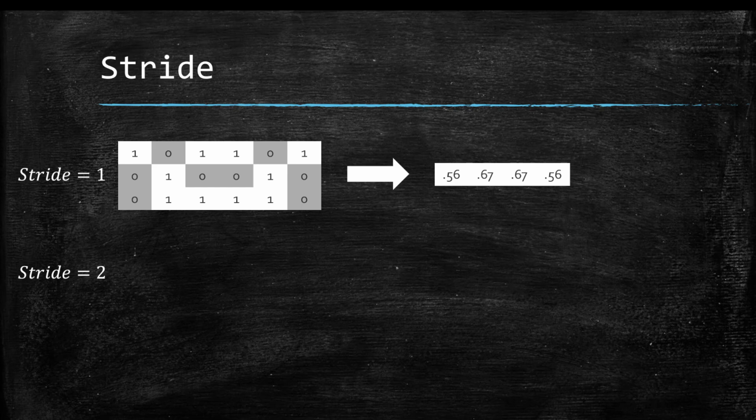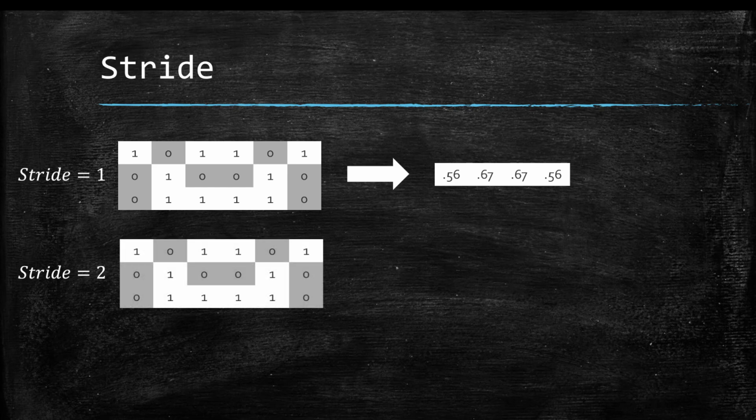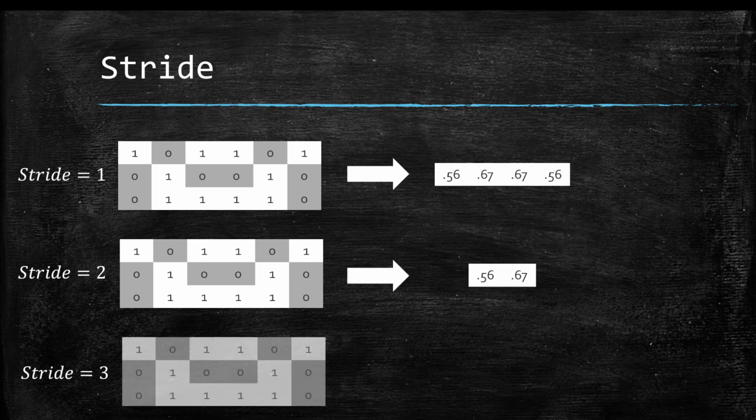Okay, if we had a stride of 2, then we shift it 2, we would have the same input matrix, but then we'd only have 2 values coming out of it. And if we did a stride of 3, then we'd only end up with 2 values as well. So the stride is a way of exploring how much we want to open and limit our values by.